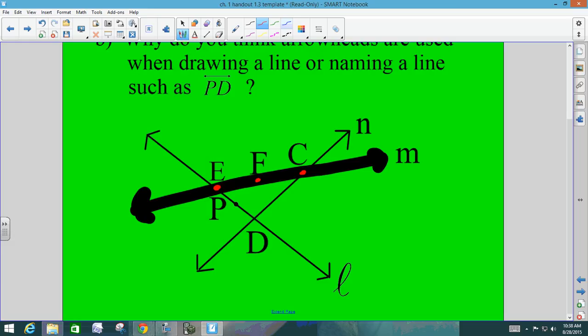I have to come up with 3 other names for line M. How many points does it take to make a line? 2. 2 points to make a line. So that means I only need to pick 2 points on that line. What's 1 point on line M? What's another one? There we go. There's one name. Line EF. Don't forget to put the symbol over it. Okay, I need a different name. Colleen?